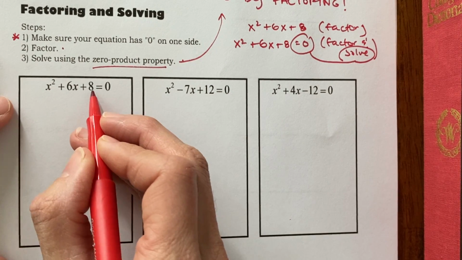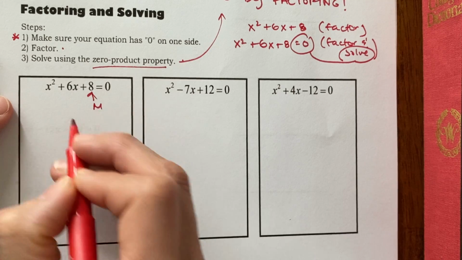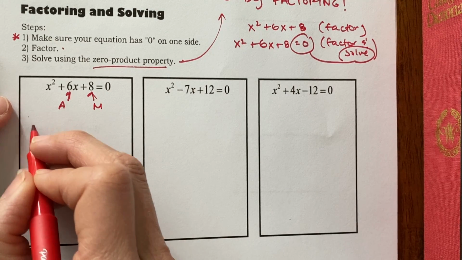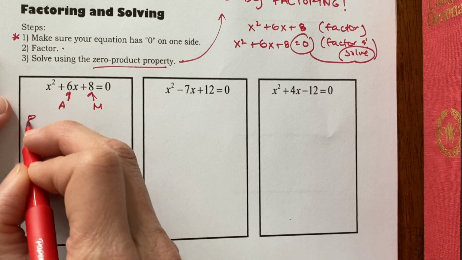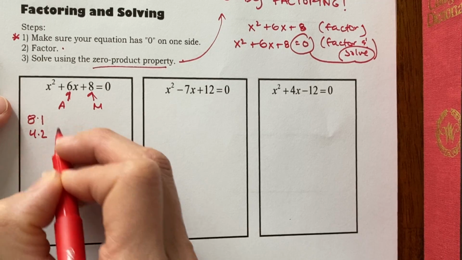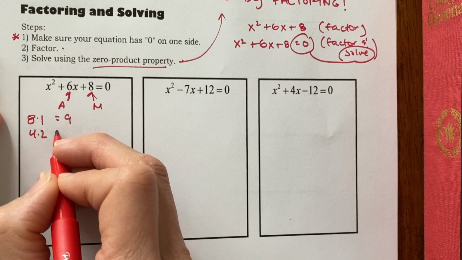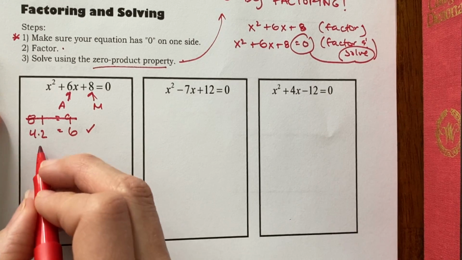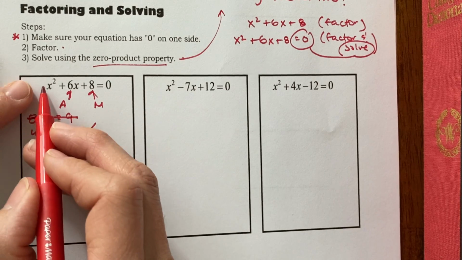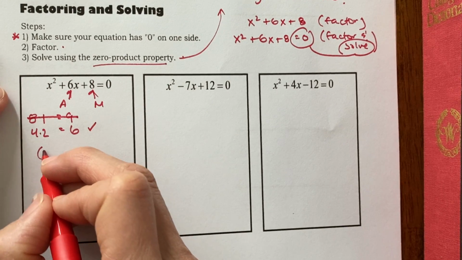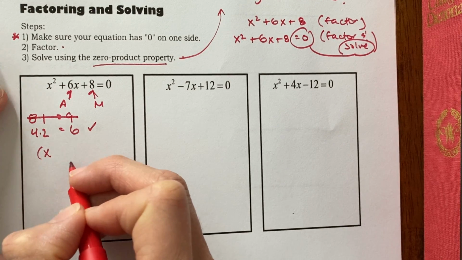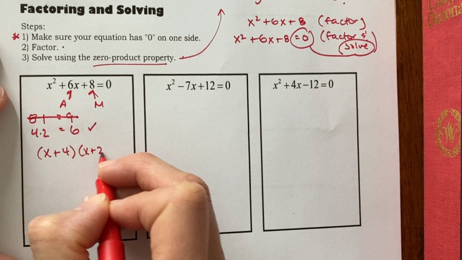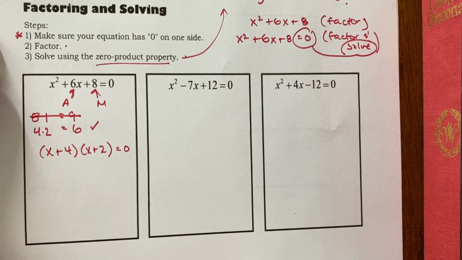All right, so I have x squared plus 6x plus 8 equals 0. So the first thing I have to do is find two numbers that multiply to 8 and add to 6. I could do 8 and 1, or I could do 4 and 2. 8 plus 1 would give me 9, so that's not going to work. 4 plus 2 gives me 6, so that's good. So remember, because this is 1x squared, I don't have to do anything else. So this is (x plus 4) times (x plus 2) equals 0.